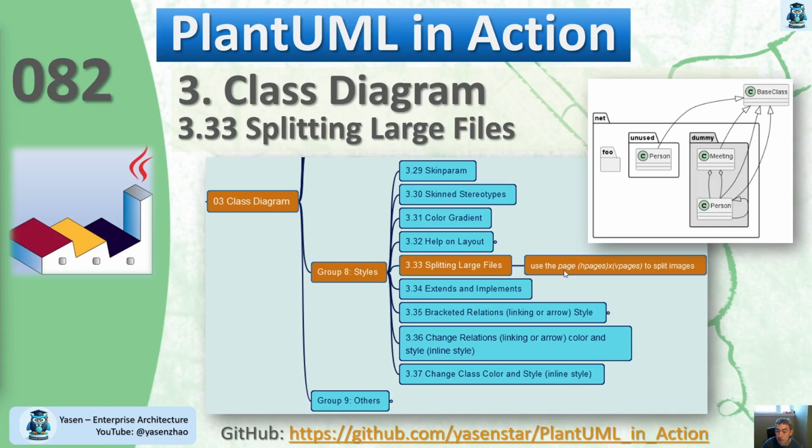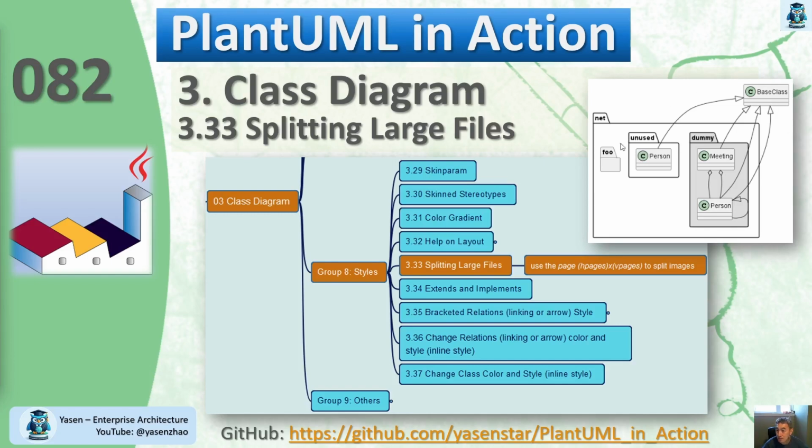It's simple. It uses the keyword page, followed by a number, times, another number. The first is the horizontal page number. The second is the vertical page number. So if you want to split into 4 pages, that can be 2 by 2, which is 2 times 2. If the horizontal is 3 and the vertical is 2, then you put 3 times 2, and that splits it into 6 pages in total. So that is the syntax.